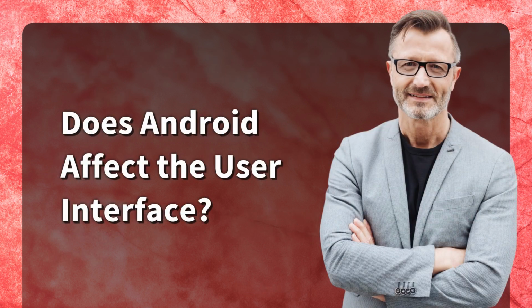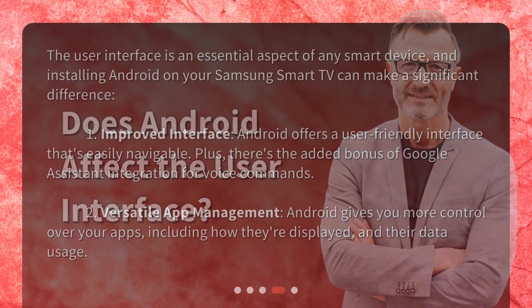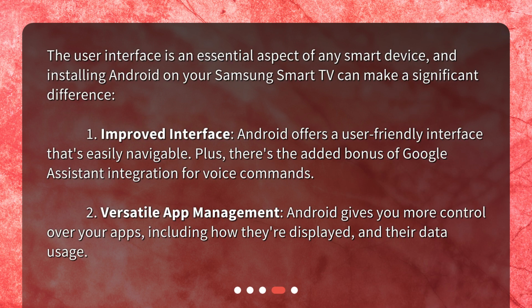Does Android affect the user interface? The user interface is an essential aspect of any smart device, and installing Android on your Samsung Smart TV can make a significant difference. 1. Improved interface. Android offers a user-friendly interface that's easily navigable. Plus, there's the added bonus of Google Assistant integration for voice commands. 2. Versatile app management. Android gives you more control over your apps, including how they're displayed and their data usage.